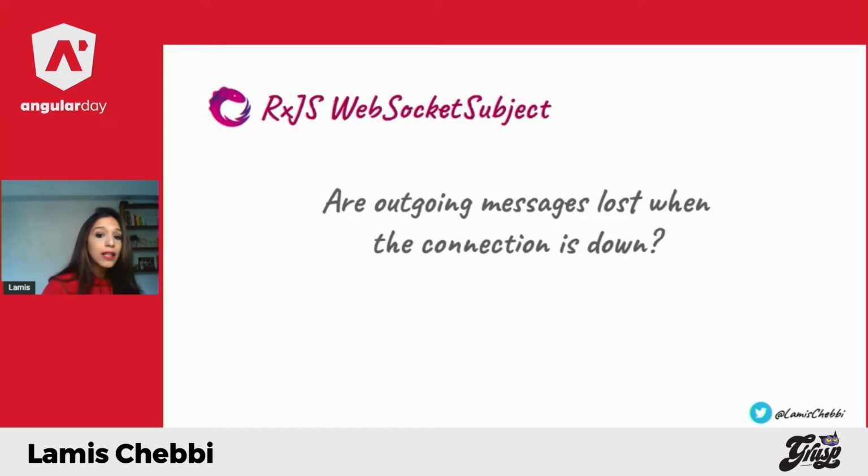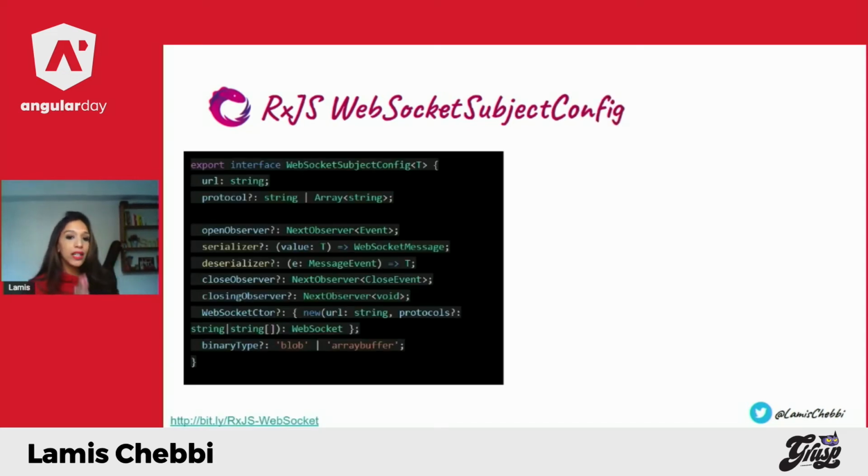Now, are outgoing messages lost when the connection is down? If I am sending messages and the connection is down, what happens to those messages? The messages are buffered. This is another capability of the RxJS WebSocket subject: buffering. The messages are buffered for you so that they are sent after your first reconnection. And that's awesome also.